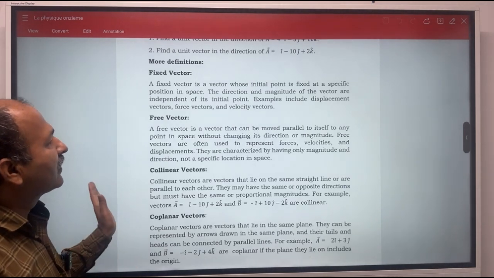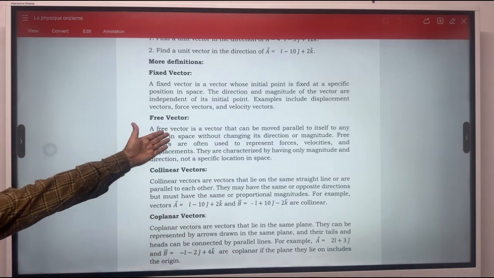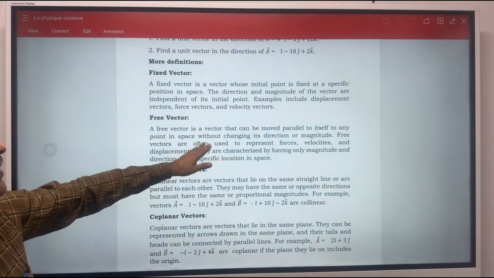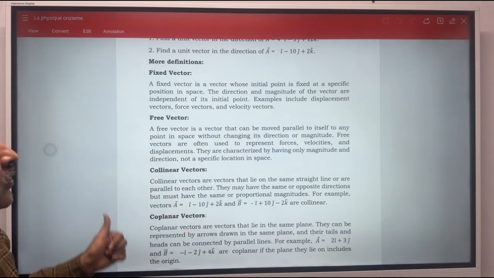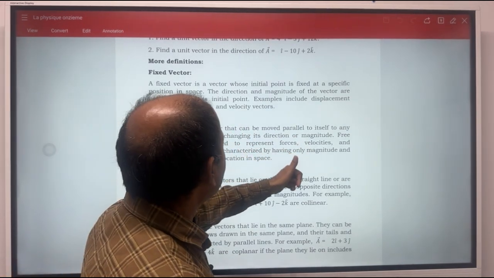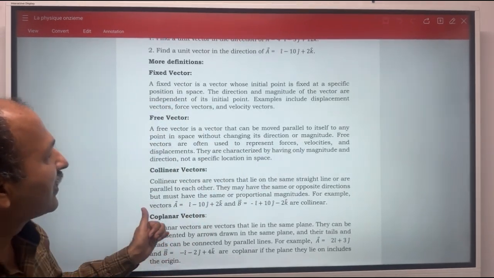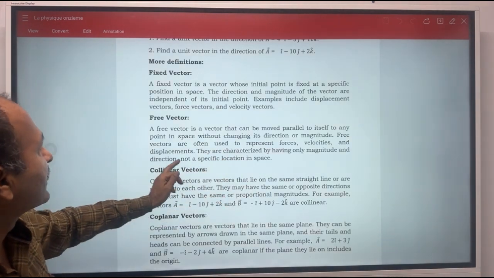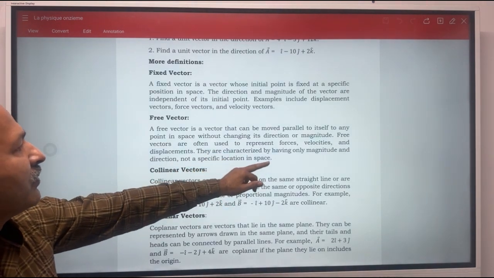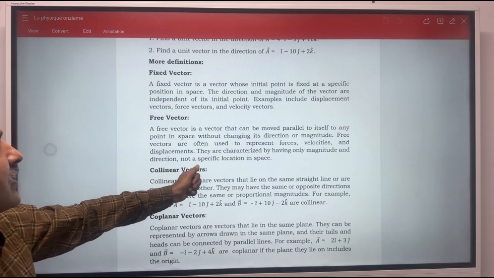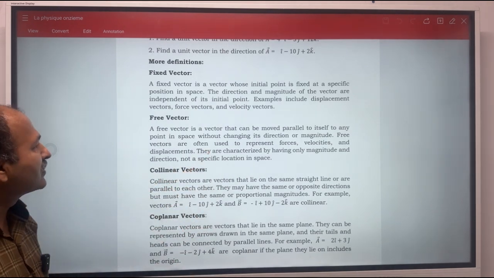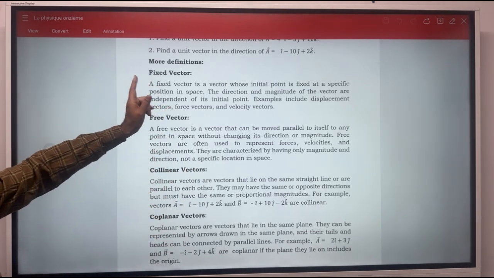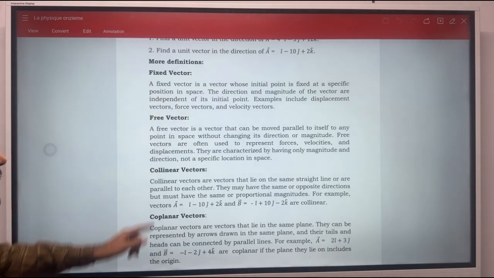Now free vectors, a vector that can be moved from one place to another. A free vector is a vector that can be moved parallel to itself to any point in space without changing its direction. Keep in mind, two things will never change, direction and magnitude. Even if it is movable, direction and magnitude will remain the same. Free vectors are often used to represent forces, velocities and displacement. They are characterized by having only magnitude and direction, not a specific location in space. The main point is, since it is free, a fixed location can't be there, like in the case of a fixed vector, where the vector is fixed, it can't be moved.